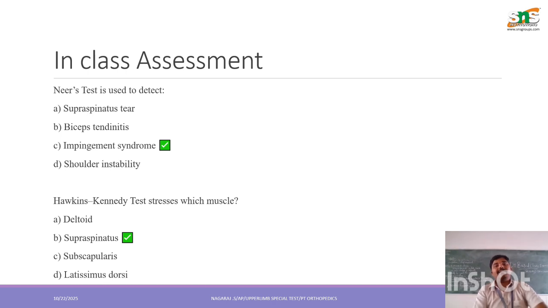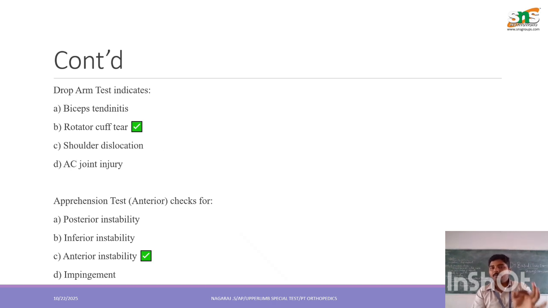Students will go for an in-class assessment. The Neer test is used to detect what condition? A is supraspinatus tear, B biceps tendinitis, C impingement syndrome, D shoulder disability. The correct answer is impingement syndrome. Second, the Hawkins-Kennedy test involves which muscle: deltoid, supraspinatus, subscapularis, or latissimus? The correct answer is supraspinatus. Third, the drop-arm test indicates biceps tendinitis, rotator cuff tear, shoulder dislocation, or AC joint instability. Correct answer is rotator cuff tear.